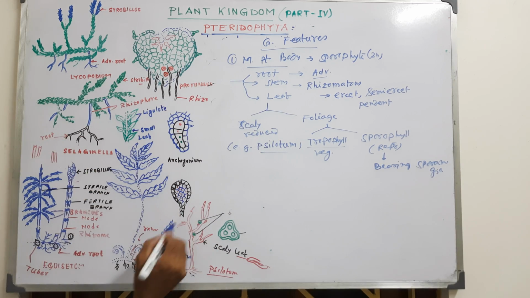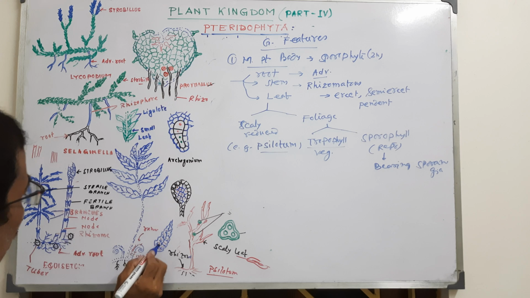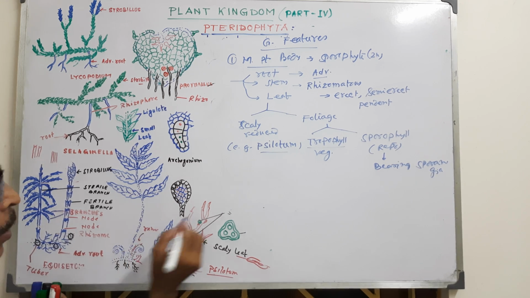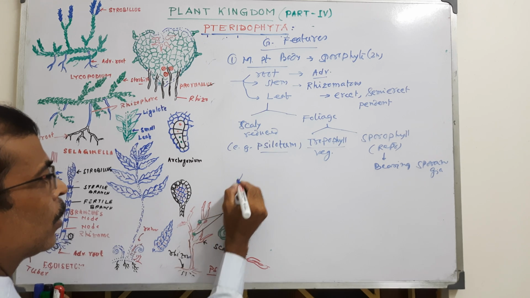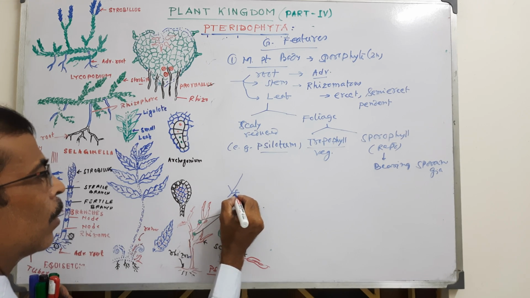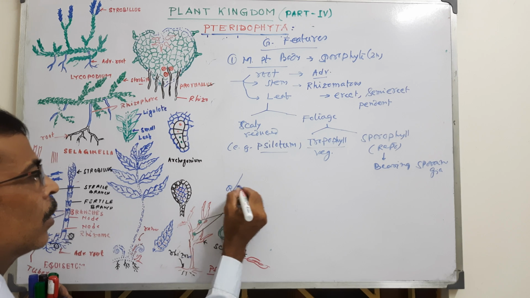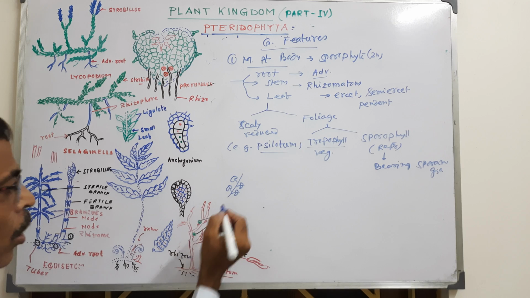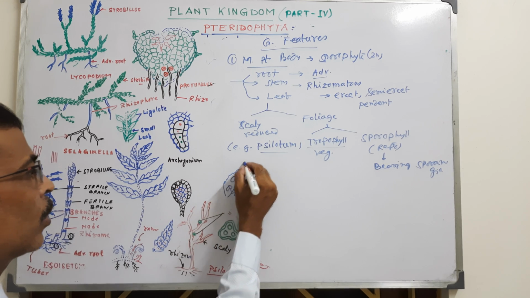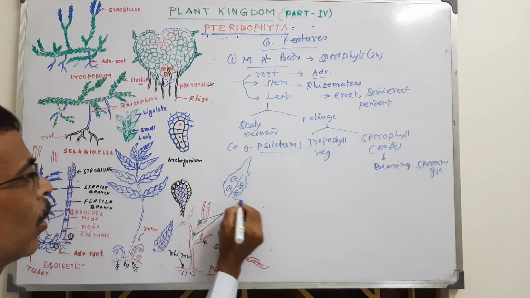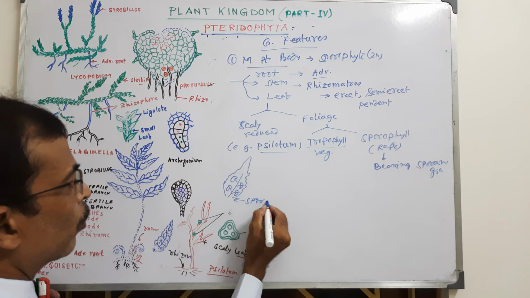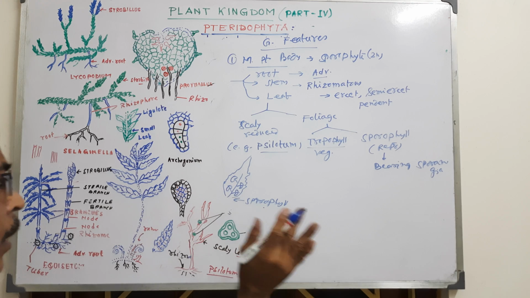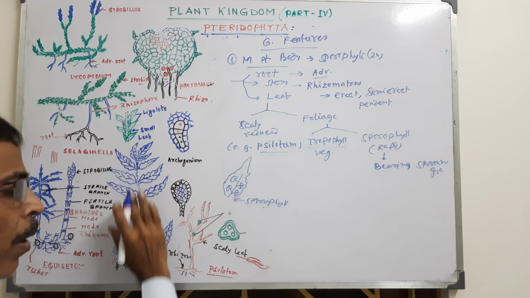Look here. This is trophophyll, and there is no sporangia. But if this leaf bears sporangia, look here, in this way, then it is called sporophyll. Sporophyll. But in some cases, like in ferns, look here.